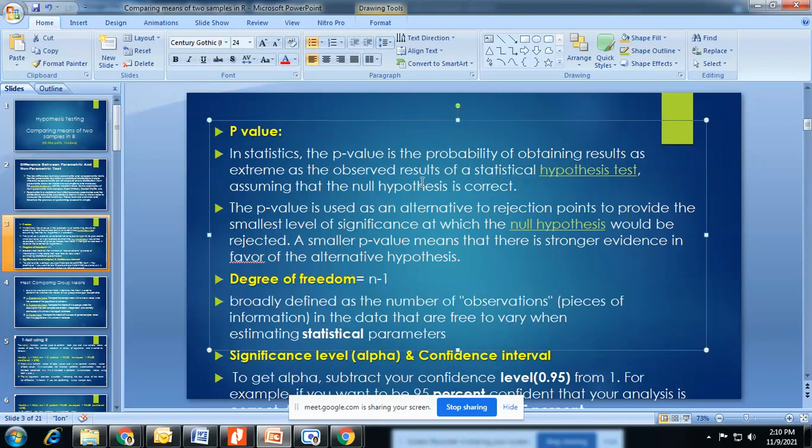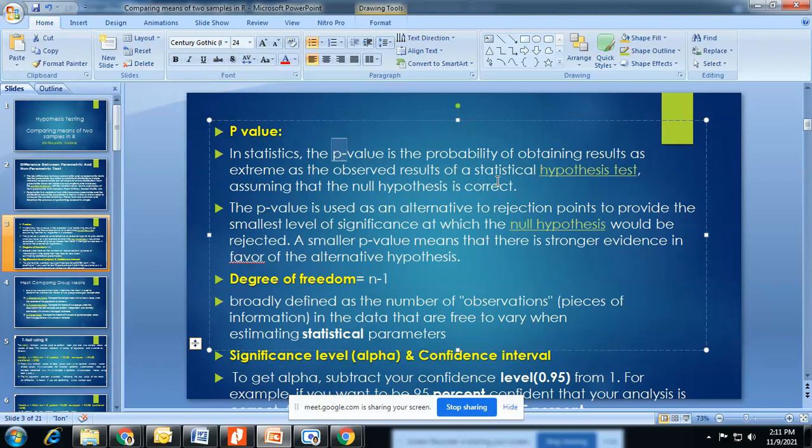What is p value? So p stands for the probability value. It is the probability of obtaining the result of a statistical hypothesis test, and it assumes that the null hypothesis is correct. So the p value should be less than your significance level.